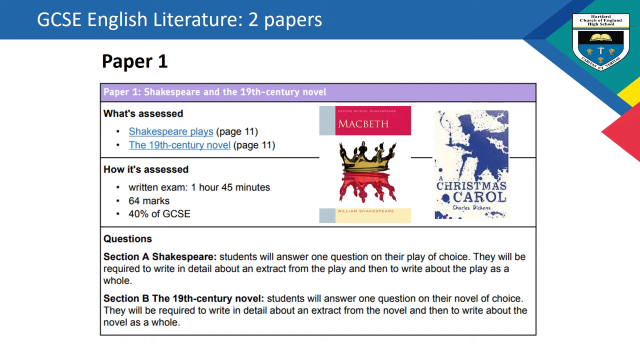This paper is 40% of the overall English literature GCSE. It's worth 64 marks and it's 1 hour and 45 minutes. Both of these questions are extract-based questions. So students will receive a short excerpt from each of the texts in order to get their brains thinking on that particular topic or theme or character that the question is based on.